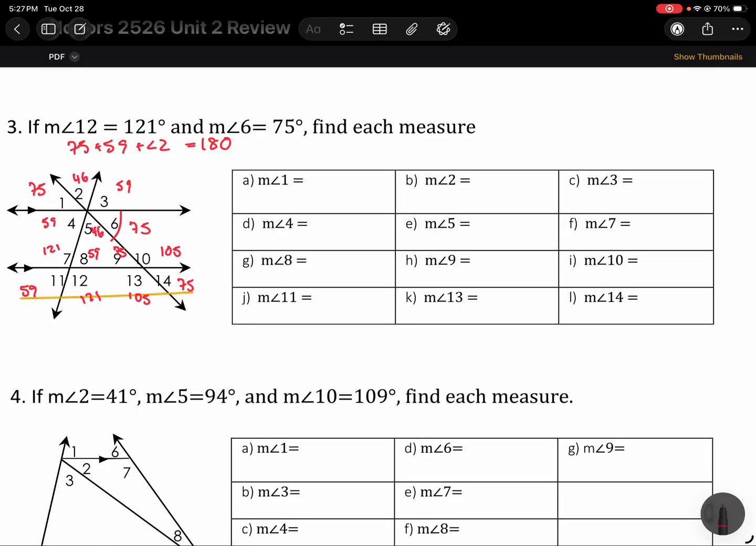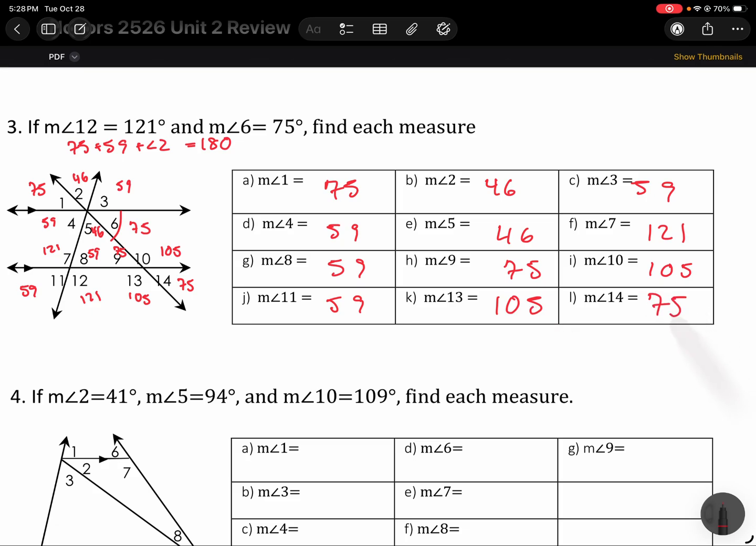So 1, 2, and 3 are 75, 46, and 59. Angle 4, 5, and 7 are 59 degrees, 46 degrees, and 121. Angle 8, 9, and 10 are 59, 75, 105. Angle 11, 13, and 14 are 59, 105, and 75.